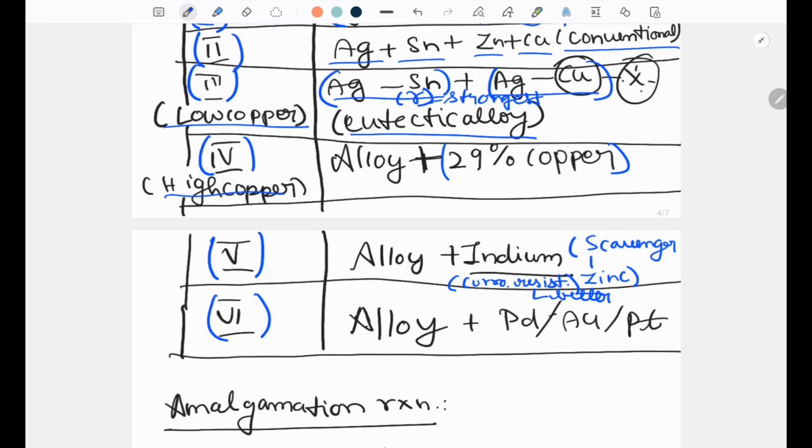Sixth generation, where alloy plus palladium, gold or platinum is used. These are inert metals.